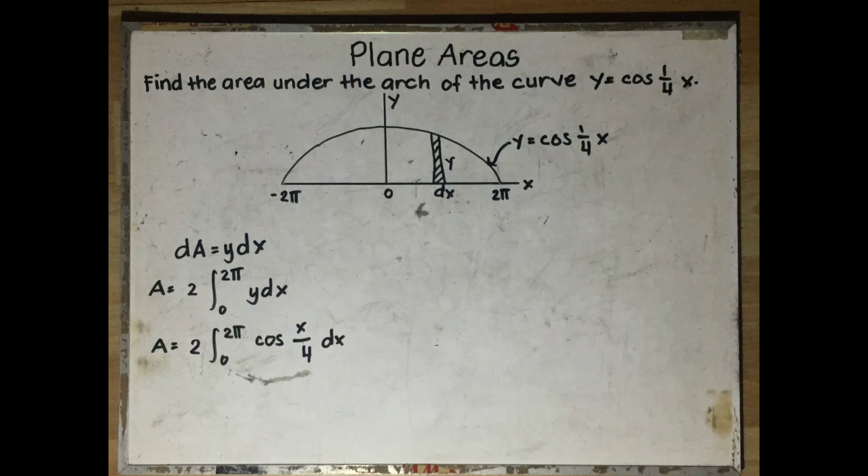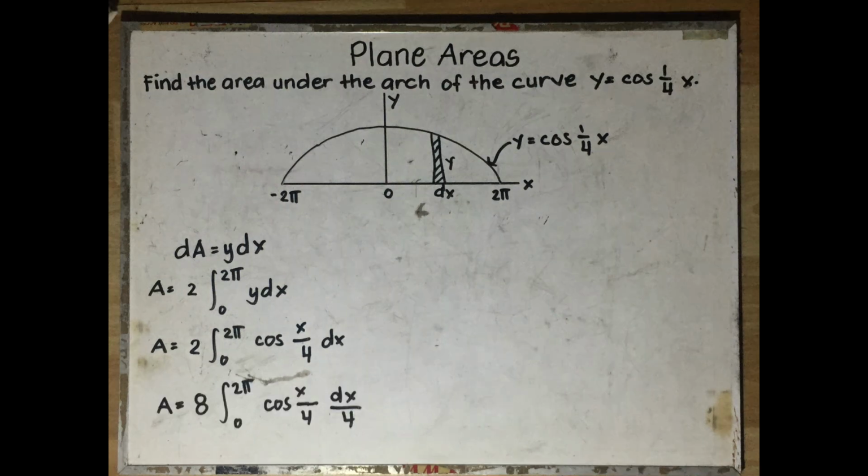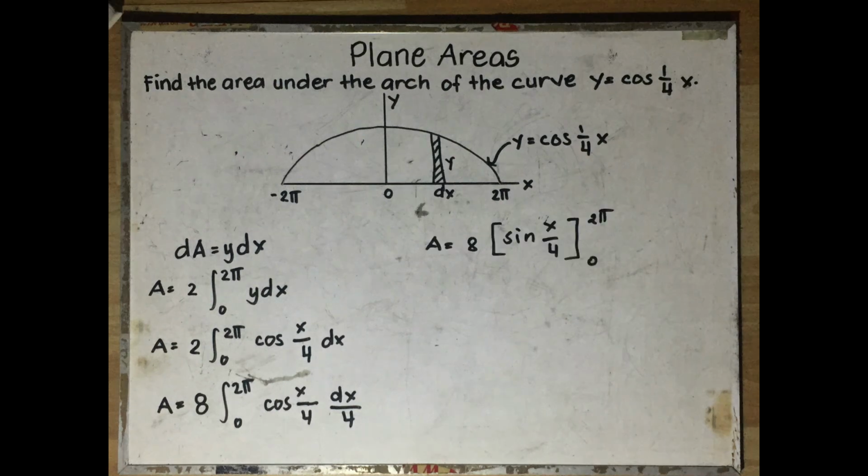To continue, substituting the function of our curve to the variable y, we have area equals 2 times the integration of cosine x over 4 dx with the boundary 0 to 2 pi. Performing trigonometric integration, we have area equals 8 times the integration of cosine x over 4 dx over 4 with the boundary 0 to 2 pi. Utilizing the boundaries in order to determine the definite area, we now have area equals 8 times sine x over 4 with the boundary 0 to 2 pi.